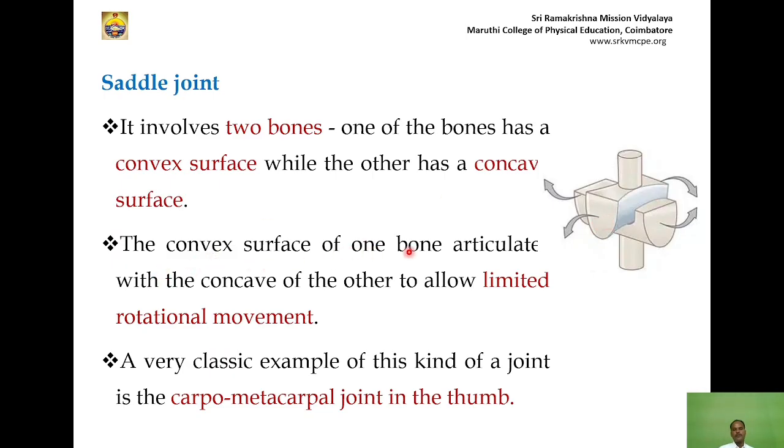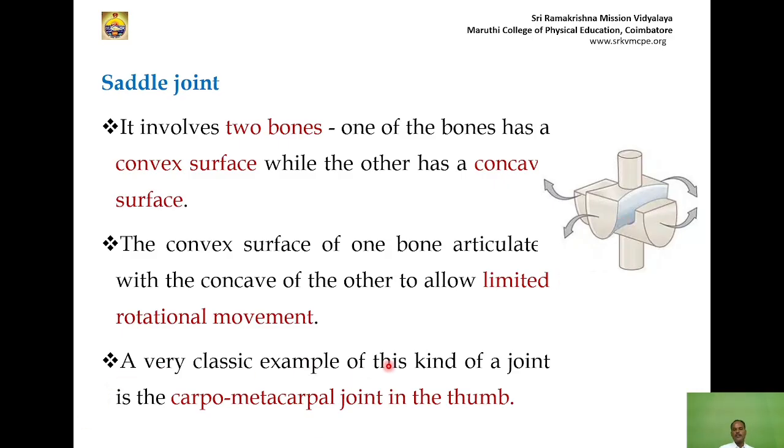The convex surface of one bone articulates with the concave surface of the other to allow limited rotational movement. Here also there is a rotation, but a limited rotation. We cannot do complete rotation because of the alignment, because the bones are convex and concave joined together. There are limited movements, but the other movements are possible. We can do flexion, extension, abduction, adduction, everything, but rotation is very difficult.